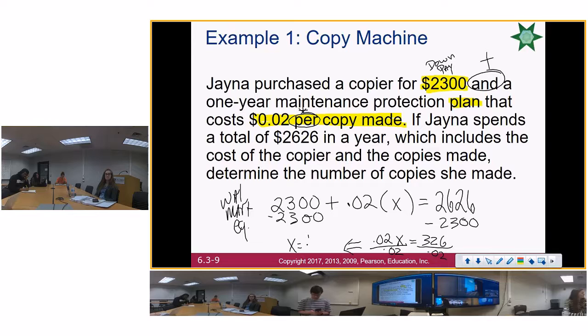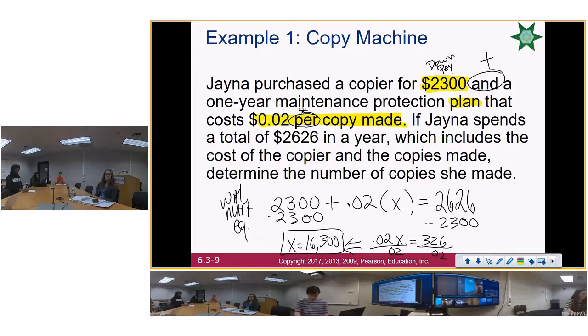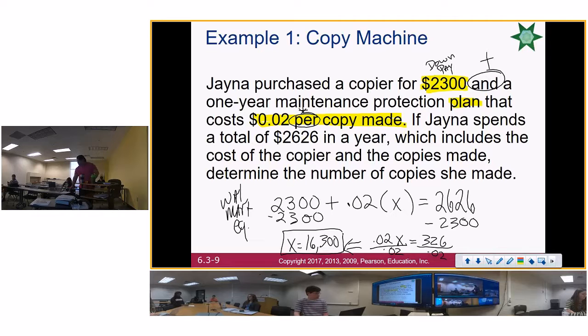16,300. 200 or 300? 3. So she got 16,000 copies. That's the type of question I'll ask you on a test. Now, that's one type. It's a plan. I want you to write down plan, lease, parking hours, because that's how you set it up.